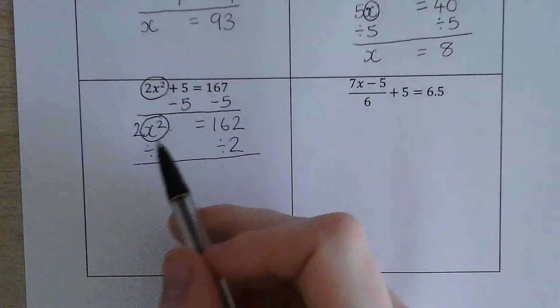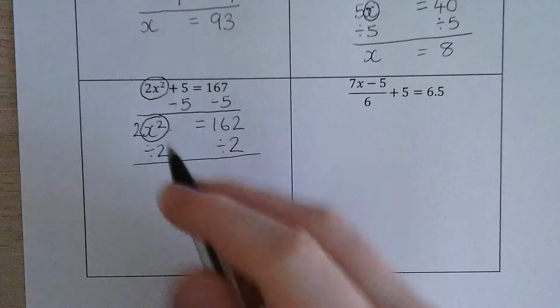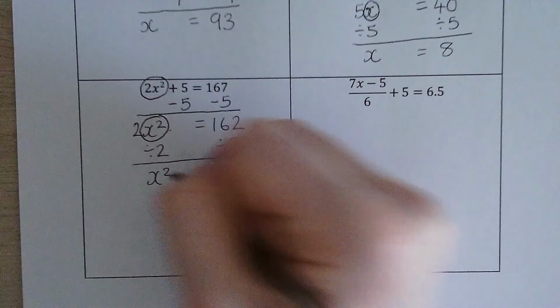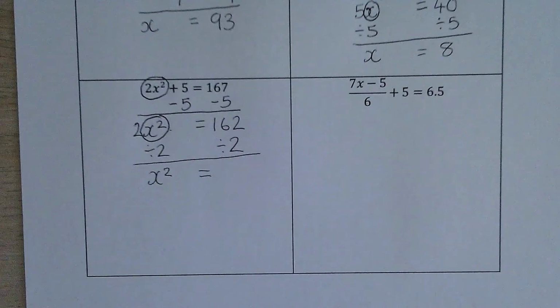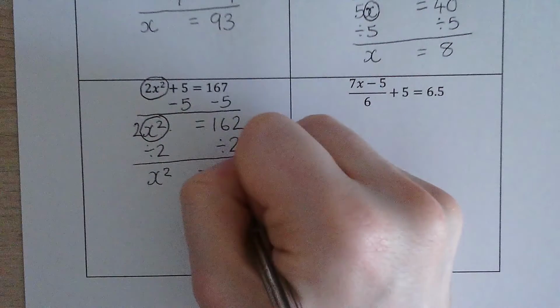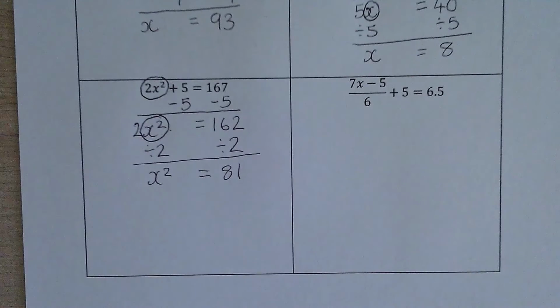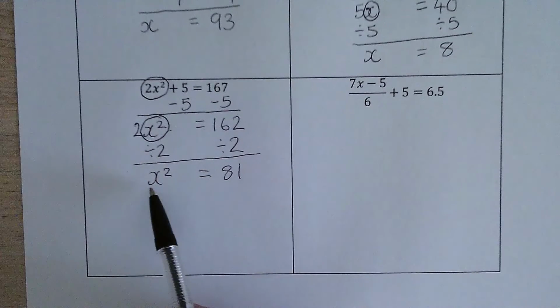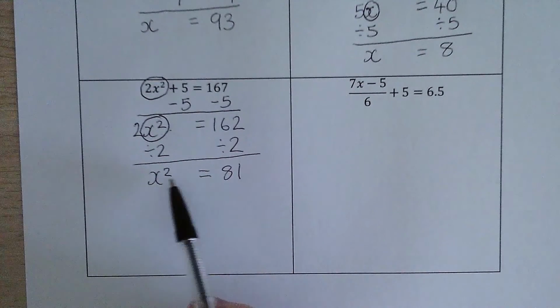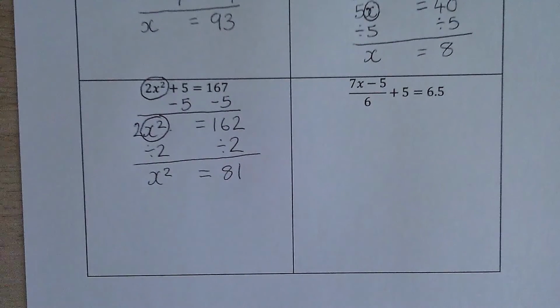This leaves us with just x squared because these 2's cancel each other out. The equal sign drops down, and 162 divided by 2 is 81. Now I'm feeling confident at this point because I know that 81 is a square number and the number I'm looking for gets squared to give me 81.